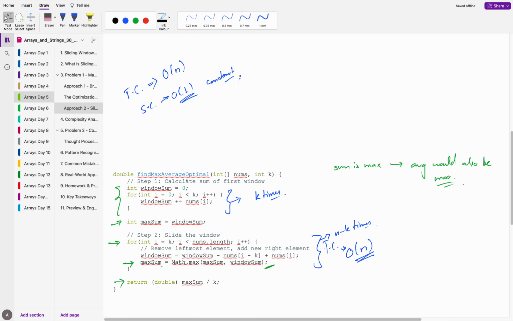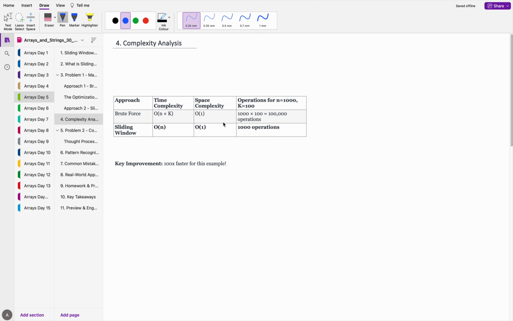Okay. I hope this is clear to you. So let's have a look at the complexity comparison. For the brute force, n multiplied by k, nk, is the order of time complexity, and then space complexity would be constant. I have taken a small value for n, so n is 1000 and k is 100, so 100,000 operations are needed. But with sliding window, it is reduced significantly: order n time, order 1 space, and 1000 operations only.